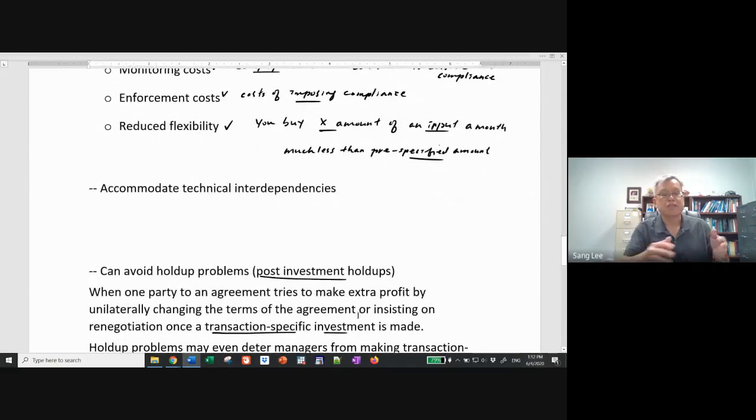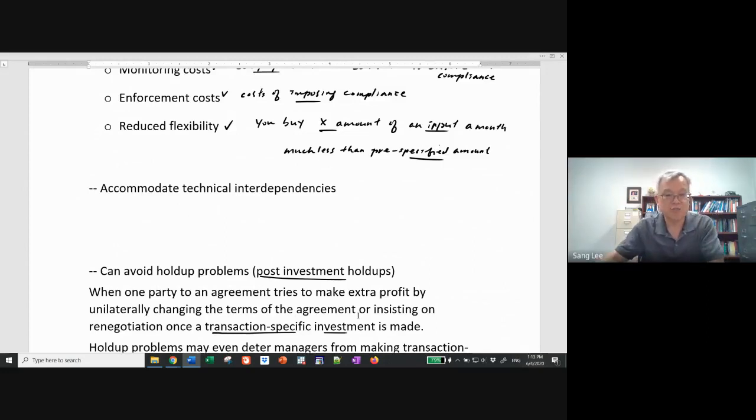And in cases where there are technical interdependencies between two different stages of production, then what? When each stage is performed by an independent company, they may not be able to take advantage of such technical interdependencies. But if the two stages are performed by the same company in-house through vertical integration, then they can achieve cost savings or make the whole production process a lot more cost effective.